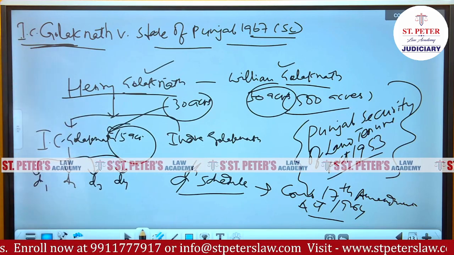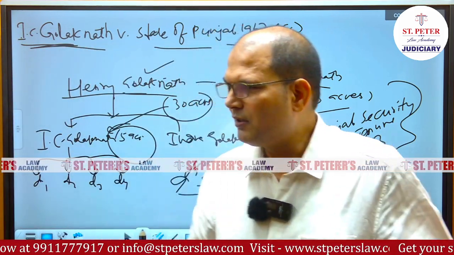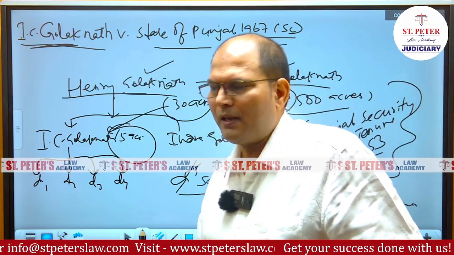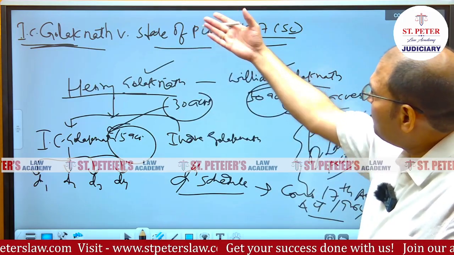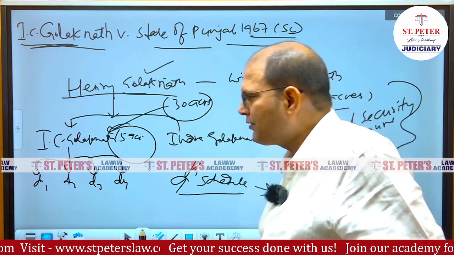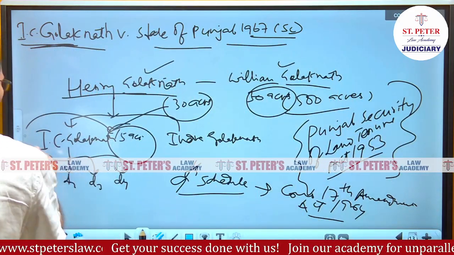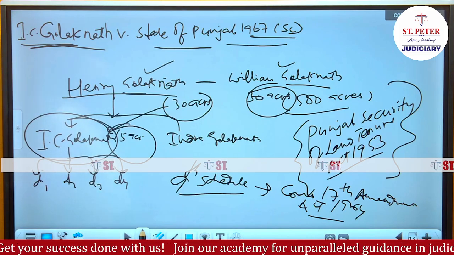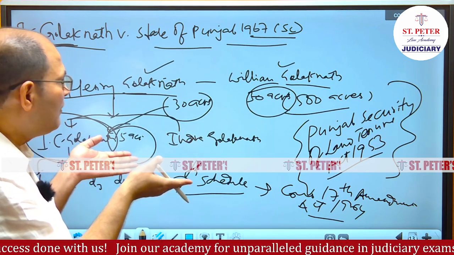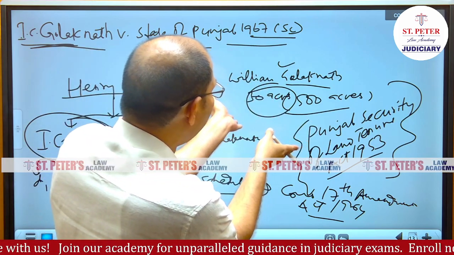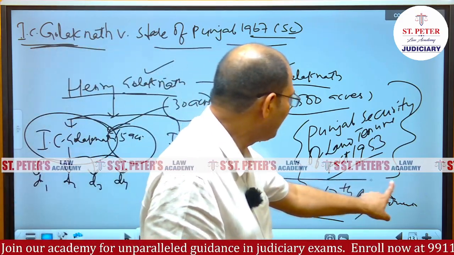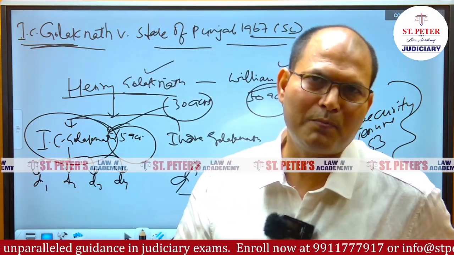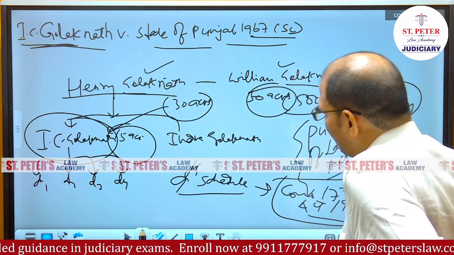I.C. Golaknath should have got himself implicated with Sajjan Singh, but for reasons not known to us, he filed a separate case, and that too after many years. So I.C. Golaknath presented a petition under Article 32 of the Constitution to the Supreme Court of India, saying that this law, Punjab Security of Land Tenure Act, is violative of my fundamental rights. And because the 17th Constitution Amendment Act has placed this law for protection in the 9th schedule, therefore this Constitution Amendment, being a law, should be declared null and void. The same argument as previous ones in Sankari Prasad versus Union of India and Sajjan Singh versus State of Rajasthan.